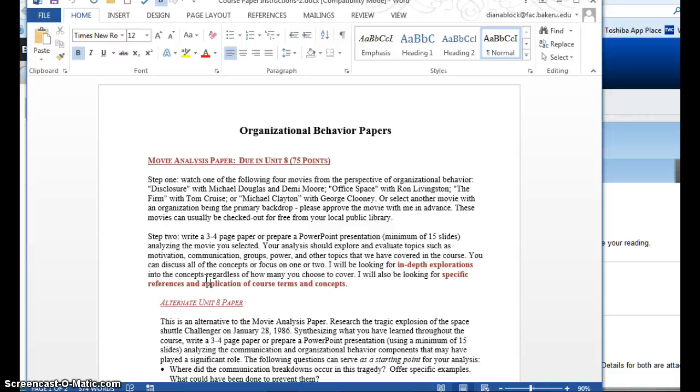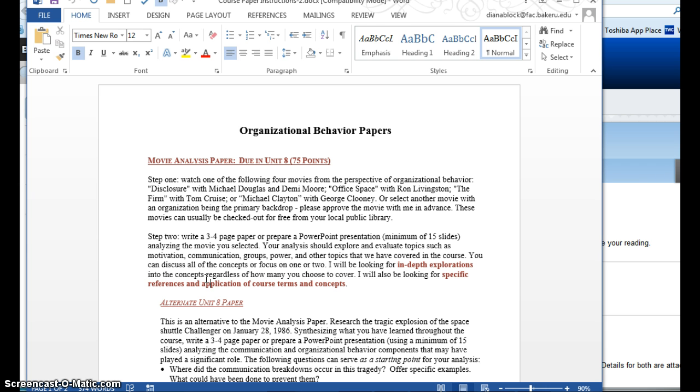So don't just say there were emergent leaders in this movie. Tell me why you're saying that. What happened in the movie to make you say that someone is an emergent leader? Okay, so I'm just trying to make up a couple of examples that don't necessarily apply to any of the specific movies that you're going to watch, because I'm just wanting to get across to you that I want specifics, and I want you to explain why that term or that concept applies to this movie.